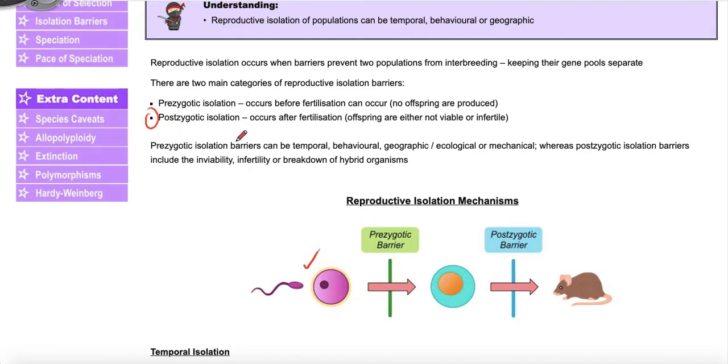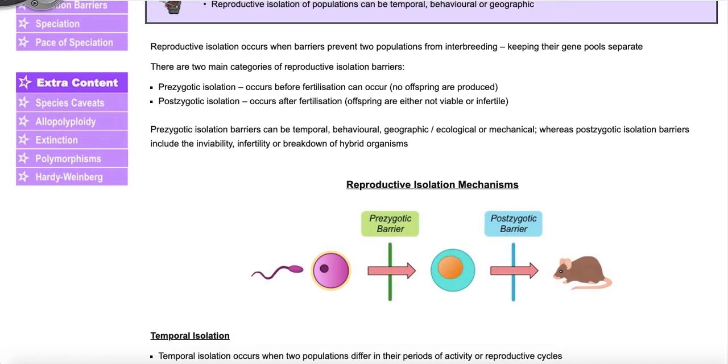In postzygotic isolation, you do get a fertilized egg that might grow into an organism, but something happens to this offspring that they're either not viable or infertile. So let's look at the different examples of each.